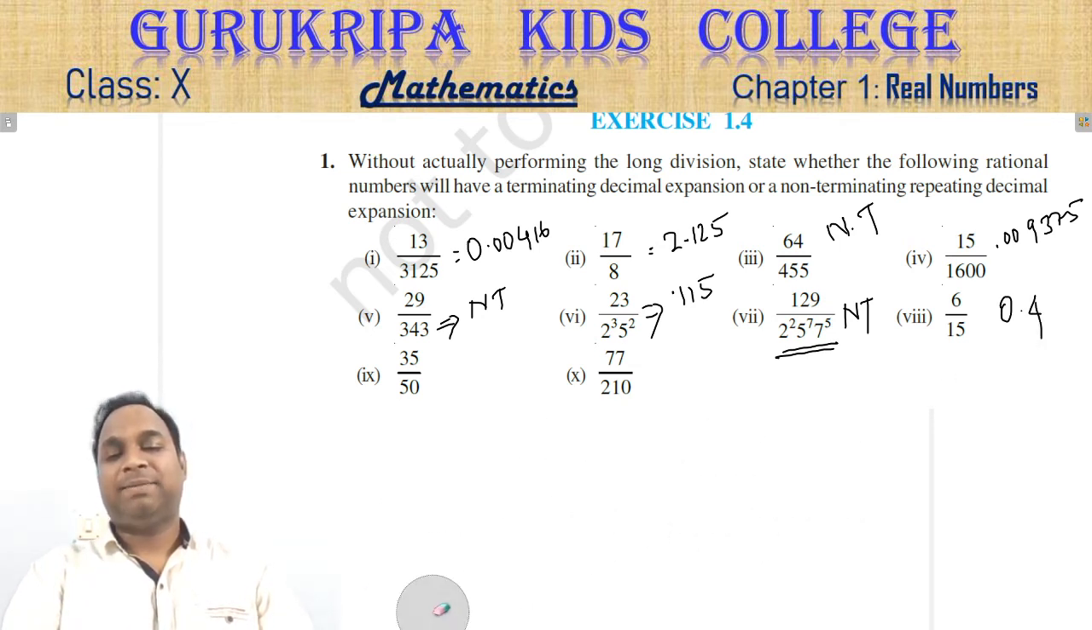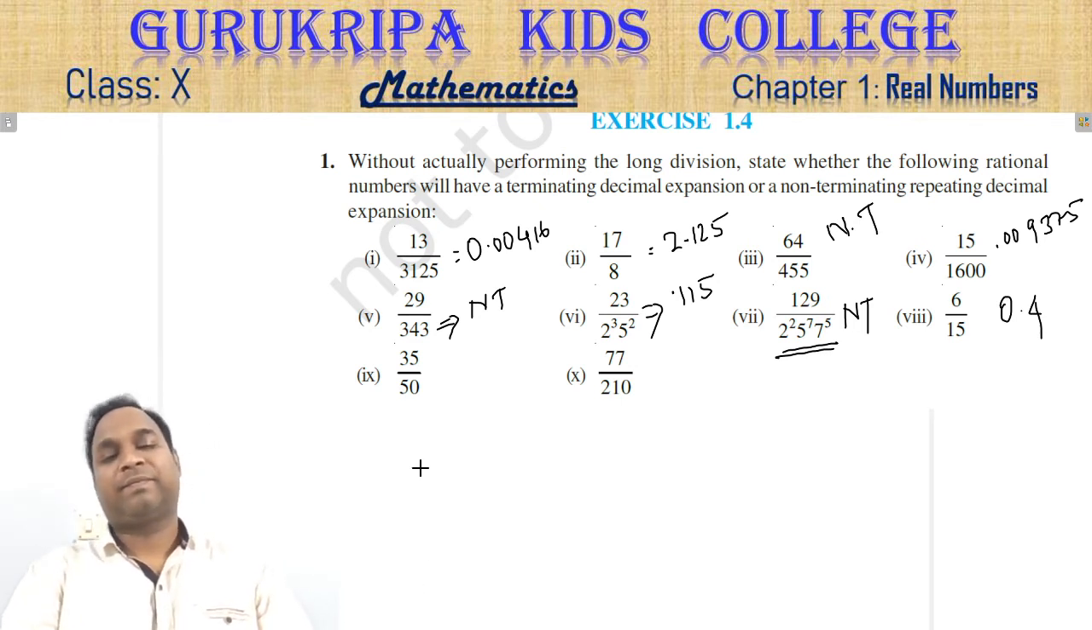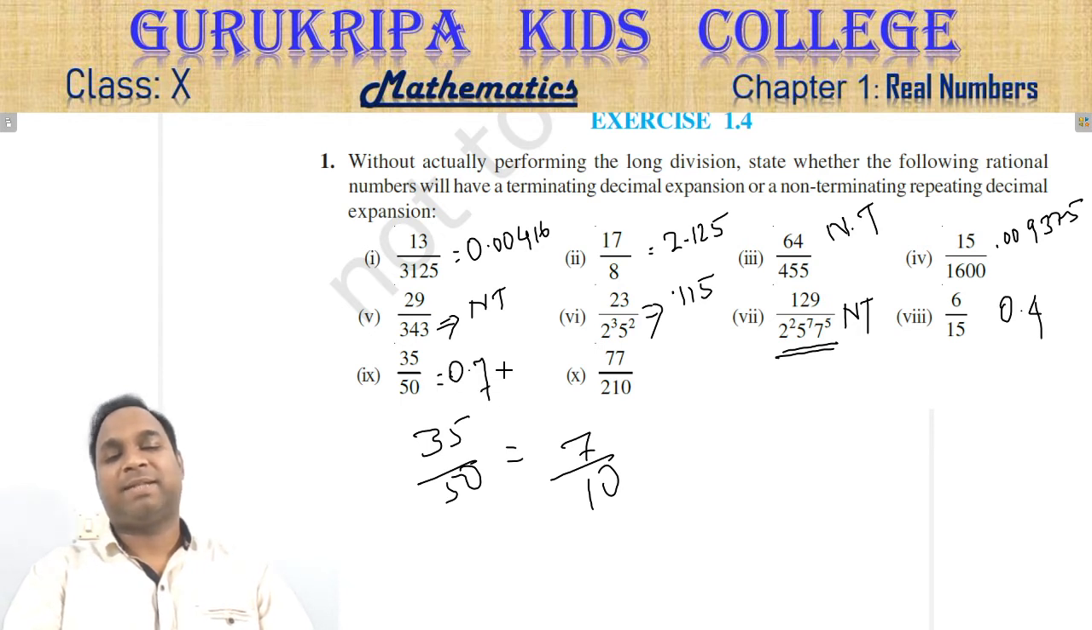Come to question number 9. 35 upon 50. Cancel out the 5. 7 upon 10. Directly you can write 0.7 as the answer.